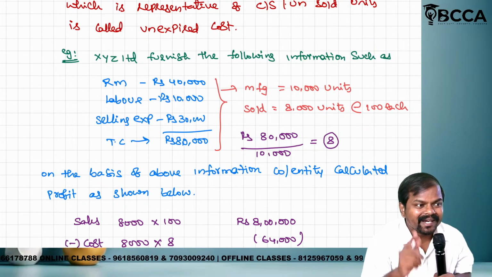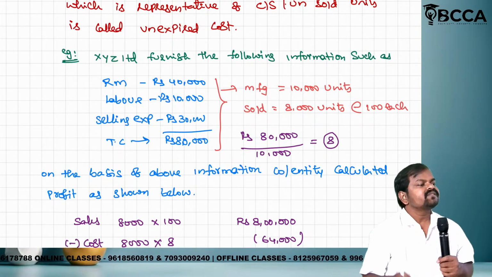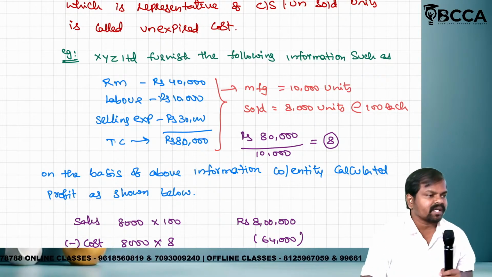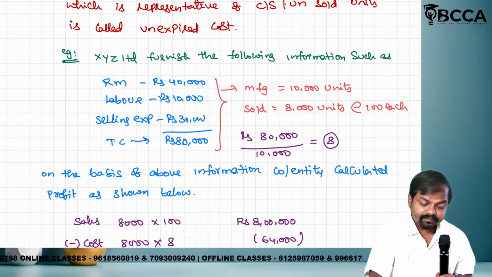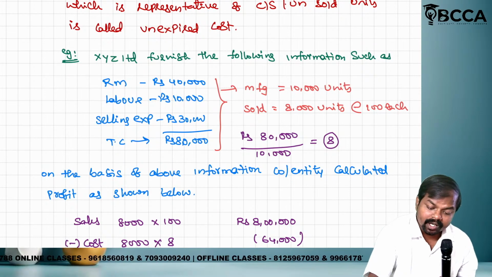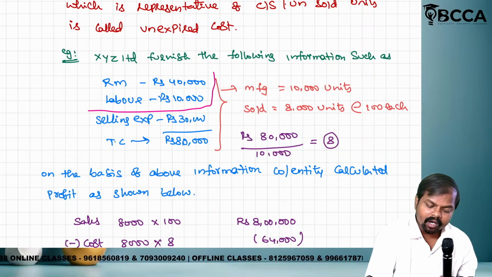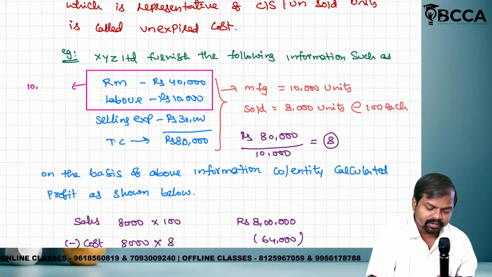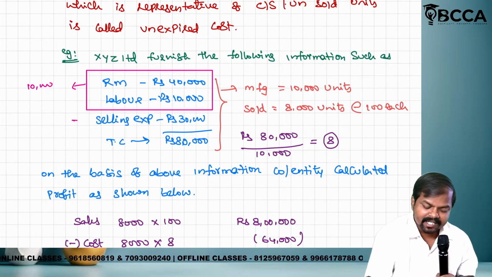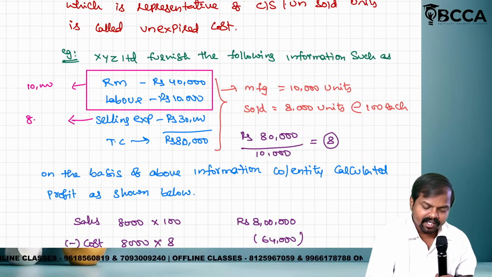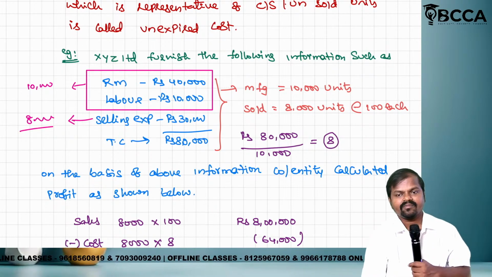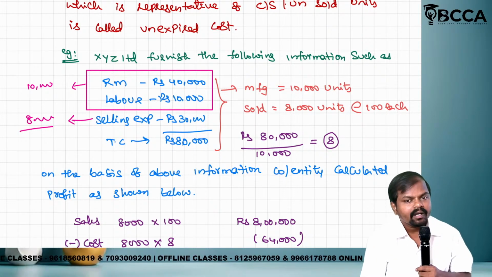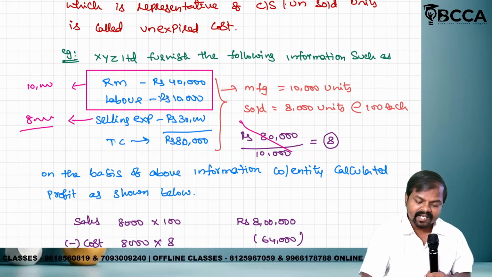8,000 units. Why sir? Selling expense is not for manufactured units, sir. Selling expense is for sold units. Listen. Here you should bifurcate. Raw material and labor they incurred for how many units? 10,000 units. Selling expense incurred for how many units? 8,000 units. Correct or wrong? Correct. Then this calculation is wrong.